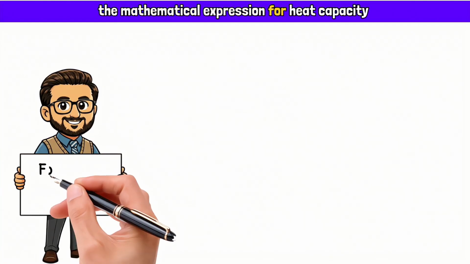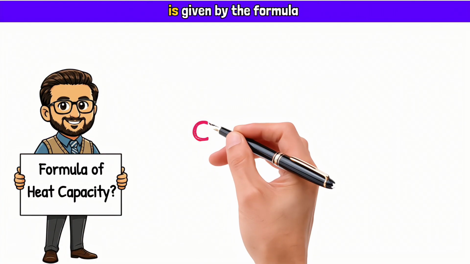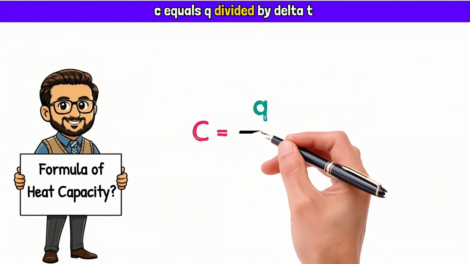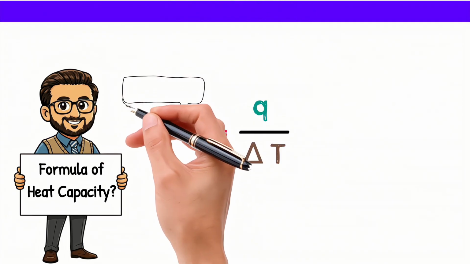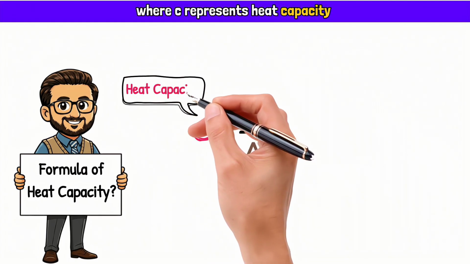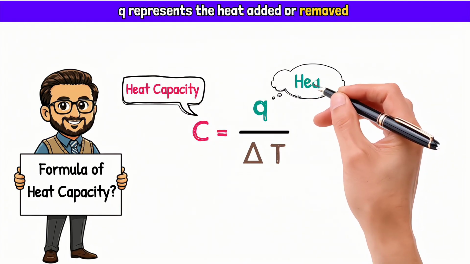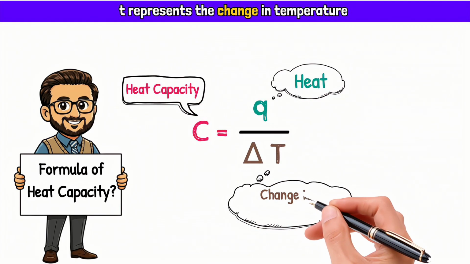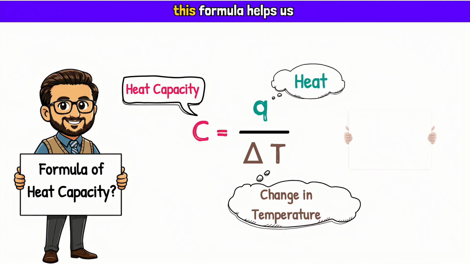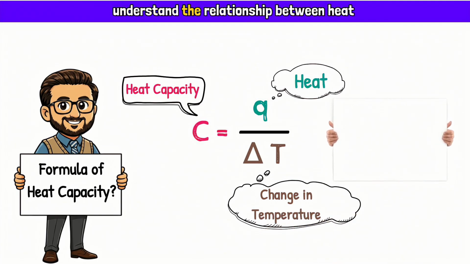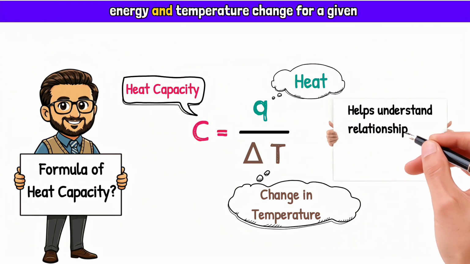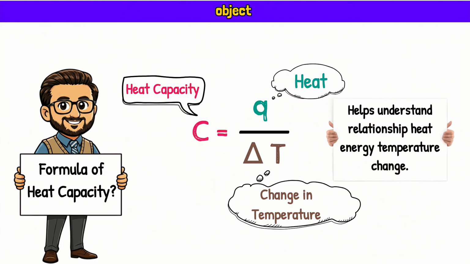The mathematical expression for heat capacity is given by the formula C = Q / ΔT, where C represents heat capacity, Q represents the heat added or removed, and ΔT represents the change in temperature. This formula helps us understand the relationship between heat energy and temperature change for a given object.